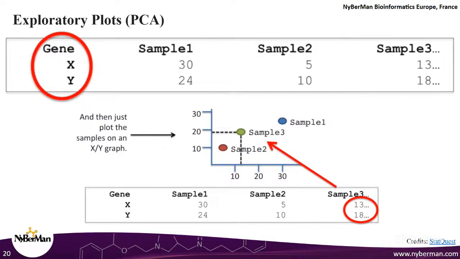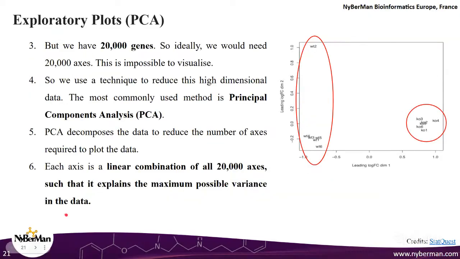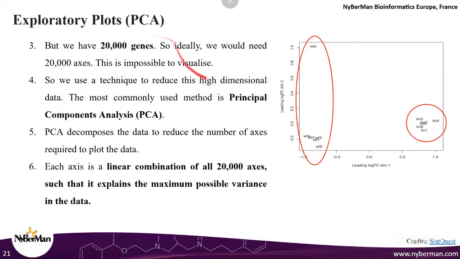So now we have 20,000 dimensions, 20,000 rows. It is not possible for us to have 20,000 axes. We can have one axis, two axes, and at most a third axis. So since that is not physically possible, we employ a technique known as PCA, or principal components analysis. What principal components analysis does is it reduces this high dimensional data.